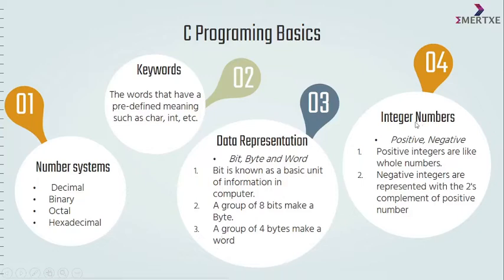Integer numbers are classified into two types: positive integers and negative integers. Positive integers are like whole numbers. Negative integers are represented with the two's complement of a positive number.